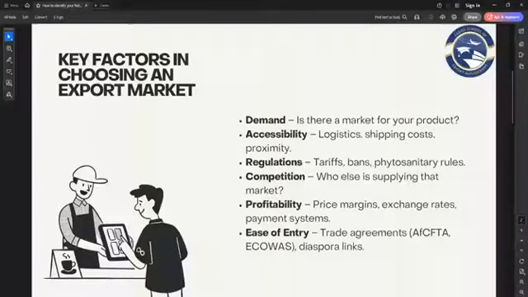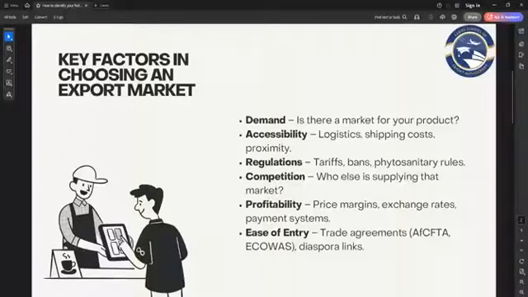So after looking at whether there is a demand for that product, you want to look at accessibility: the logistics, the shipping cost, the proximity, and all that. How accessible is the market where you want to ship to, where you want to export to? How accessible is the place?